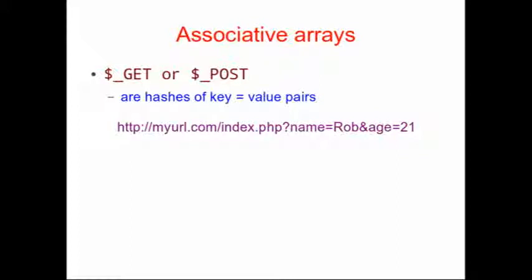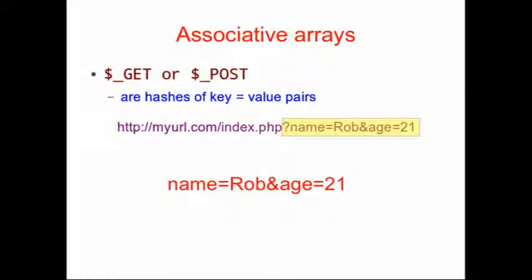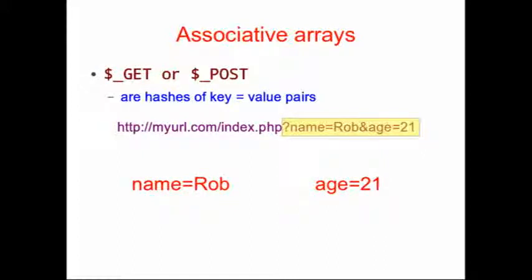The keys and values, at least for get, are passed as part of the URL. And so here's a very simple URL that I made up, which has several different parts. There's the actual URL that directs the browser to the company. There's the name of the file to get, and then there's the block of key value pairs. In fact, in this example, there are two key value pairs, name and age. Name and age are the keys, and Rob and 21 are the values.